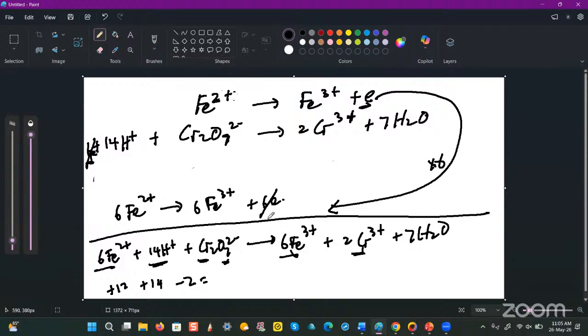26 minus 2, that's 24, right? And then on this side, we have 6 times 3, 18. So that's plus 18. And 2 times plus 3 gives you plus 6. And that also is equal to plus 24. So basically, the equation is now balanced, right?